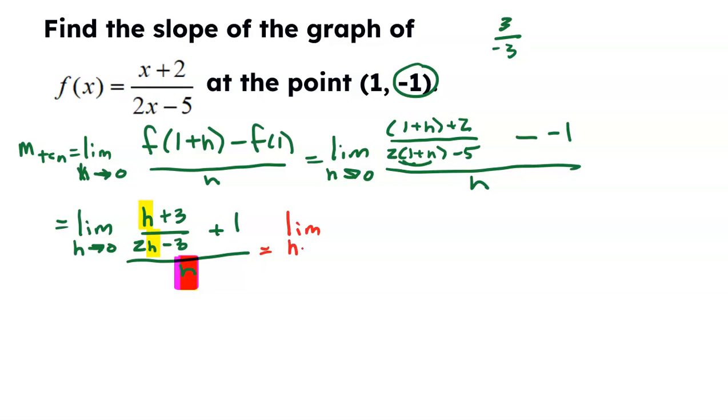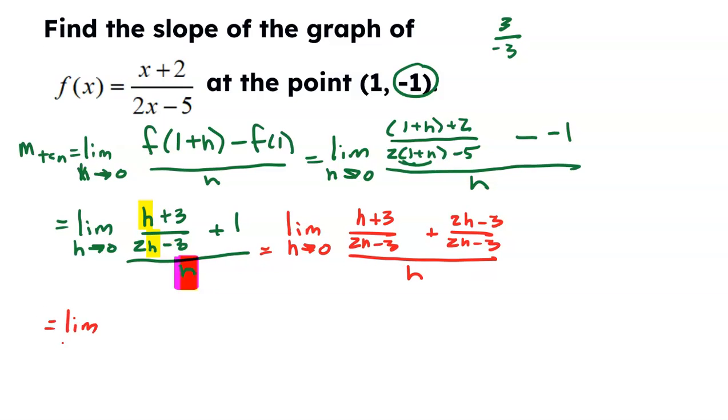All right, the limit as h approaches 0. Let's actually add the numerator together. Let's get one fraction in that numerator. So I have h plus 3 over 2h minus 3. I'm going to turn the 1 into 2h minus 3 over 2h minus 3. That way I have a common denominator.